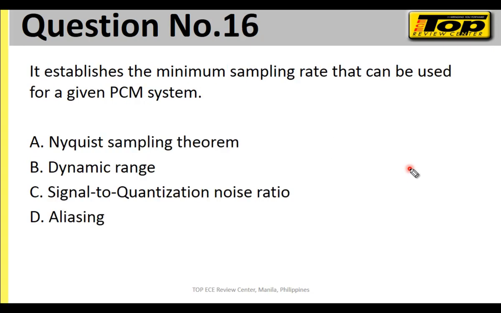Number 16. Question number 16, it establishes the minimum sampling rate that can be used for a given PCM. Alam na natin ito, no? That is sampling rate must be greater than or equal to twice of the analog frequency, and of course that is letter A. That's what we call the Nyquist sampling theorem. For number 16, that's letter A. Okay, let's move on.